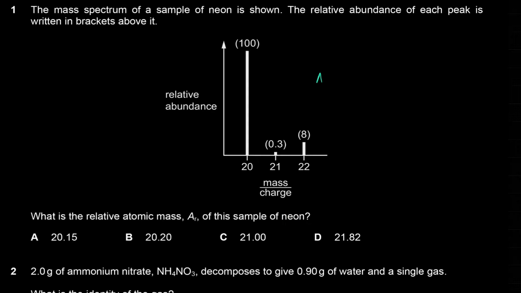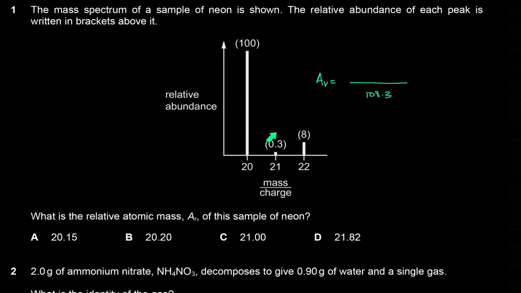Now over here, to calculate the relative atomic mass, remember the relative atomic mass is the weighted average mass of these isotopes, right? Now first of all, what is the sum of the abundances of each of the isotopes? It's not 100 over here. It will be 100 plus 0.3 plus 8. So what we have is 108.3. That's the sum of the abundances.